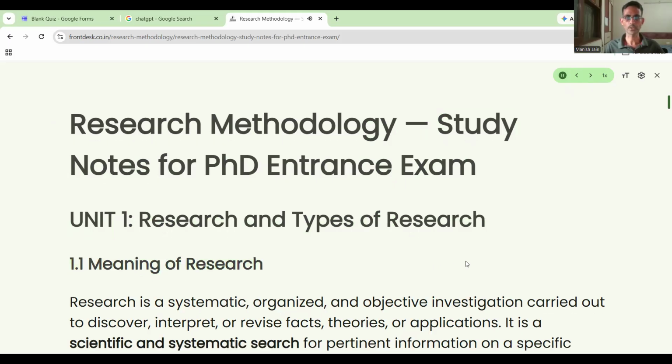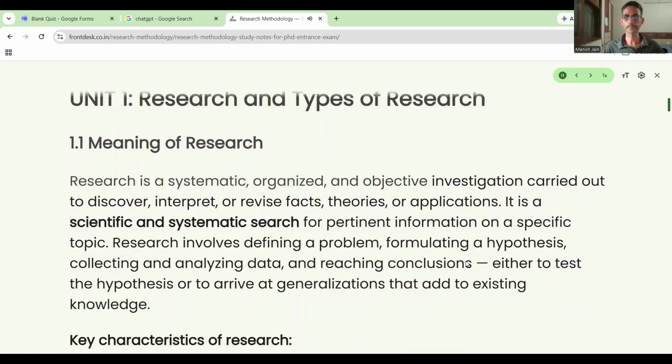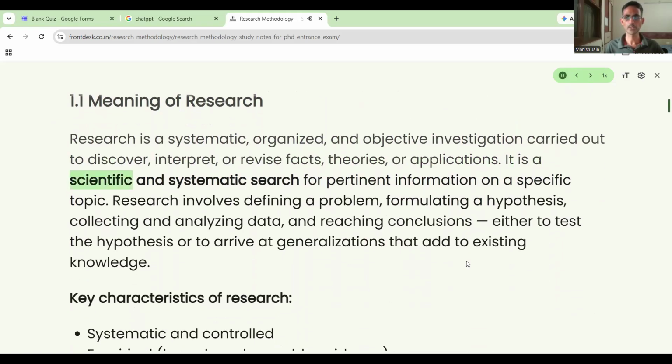1.1 Meaning of research. Research is a systematic, organized, and objective investigation carried out to discover, interpret, or revise facts, theories, or applications. It is a scientific and systematic search for pertinent information on a specific topic. Research involves defining a problem, formulating a hypothesis, collecting and analyzing data, and reaching conclusions, either to test the hypothesis or to arrive at generalizations that add to existing knowledge.